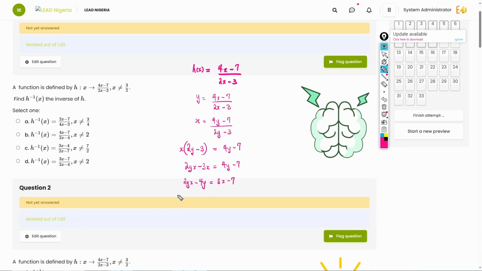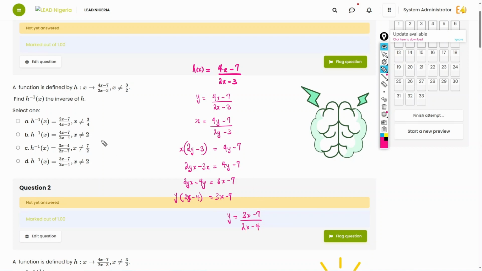If I factor out my y, I would have y times (2x minus 4) is equal to 3x minus 7. So I'll end up with y is equal to (3x minus 7) over (2x minus 4). Okay, so the correct option is option D.